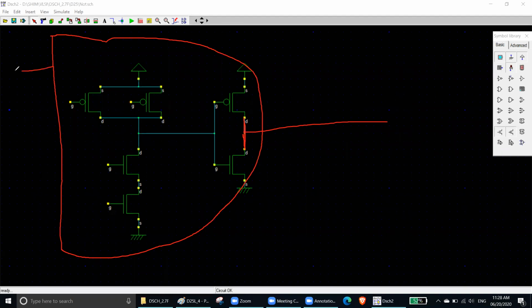So here, this is your A, this is your B. Now this A is connected here and here. This B is connected here and also here. Okay. So this is your A. This is your B. And this is your AB. So this is what you have inside one AND gate.